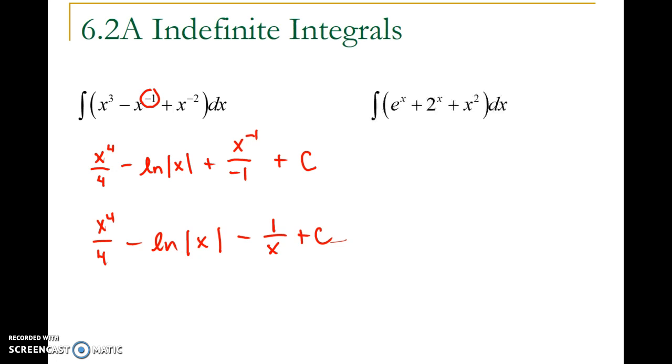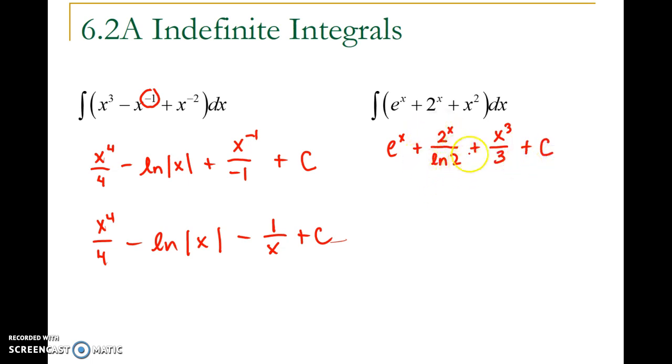Okay, here's another one. Again, you have to be really good at your antiderivatives. The antiderivative of e to the x is just e to the x, but the antiderivative of 2 to the x is 2 to the x divided by the natural log of 2. The antiderivative of x squared would be x cubed divided by 3, and then plus c.